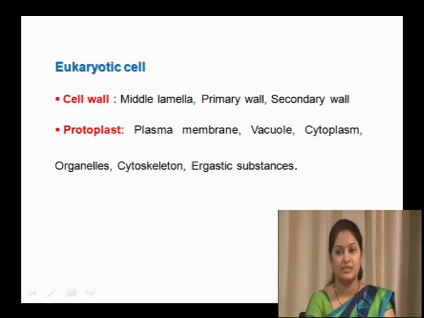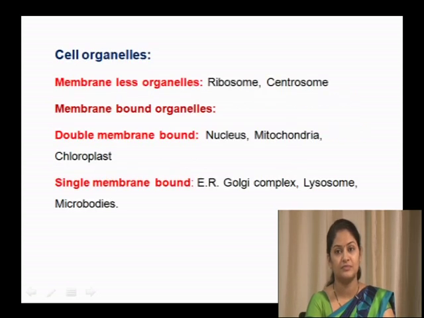Next come the ergastic substances. Ergastic substances are non-living inclusions found only in plant cells, which include starch granules or mineral crystals. Now let us discuss in detail the organelles. Cell organelles of a typical eukaryotic cell can be classified into membraneless organelles and membrane-bound organelles.